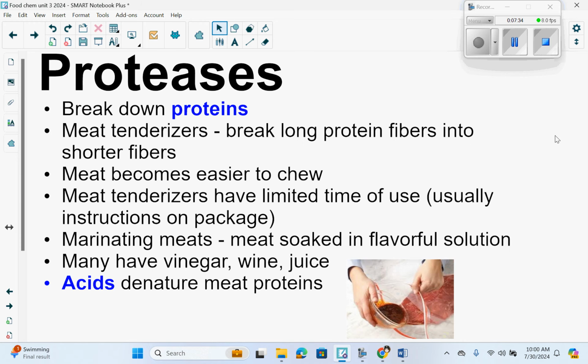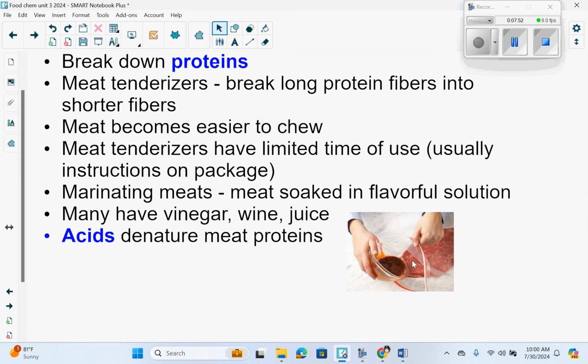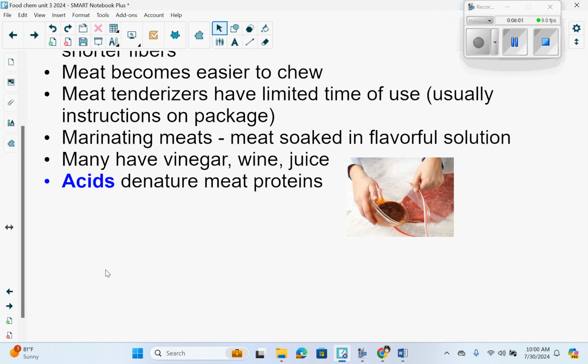Proteases are enzymes that break down proteins. These are meat tenderizers. They break long protein fibers into short fibers. The meat becomes easier to chew. Meat tenderizers have a limited time of use though. There's usually instructions on the package. Marinating meats, this is your meat soaked in a flavorful solution. Many have vinegar, wine, or juice, and those acids, right, from the vinegar, wine, or juice, denature those meat proteins.